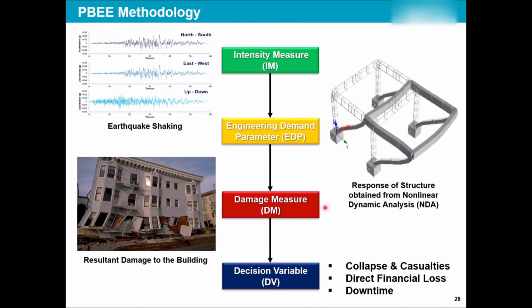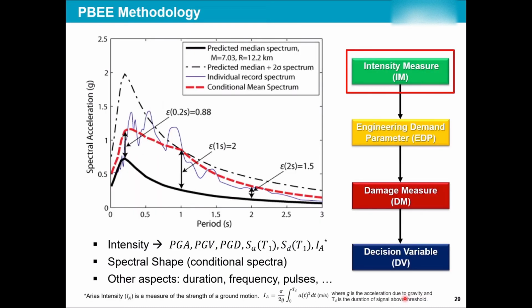And now, having the slight damage, extensive damage, collapse, similar to the slide that we just saw, you can start estimating the casualties, the financial losses and downtime for your stakeholder and the building owner. And then if it's not good enough, you can improve the building design to get a better performance under different shakings. So let's look at these 4 steps in more detail.